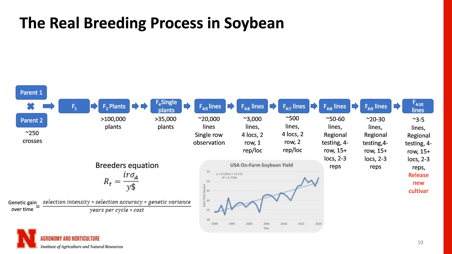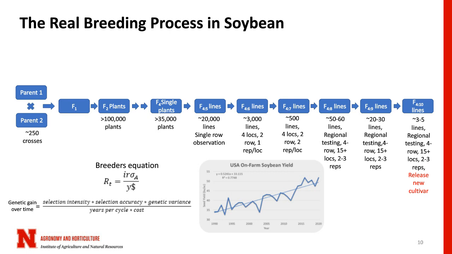If we look at the genetic gain over time, I put the USA on-farm soybean yield on the bottom there, and that trend line is the rate of gain. If you look at the breeder's equation, R_t, that rate of gain, is determined by I, the selection intensity. How hard are you selecting through this breeding process? With that 20,000 down to 3,000, that's almost a 10% selection intensity. How accurately can you select, that R? Well, a single row observation is not accurately selecting for anything at all.